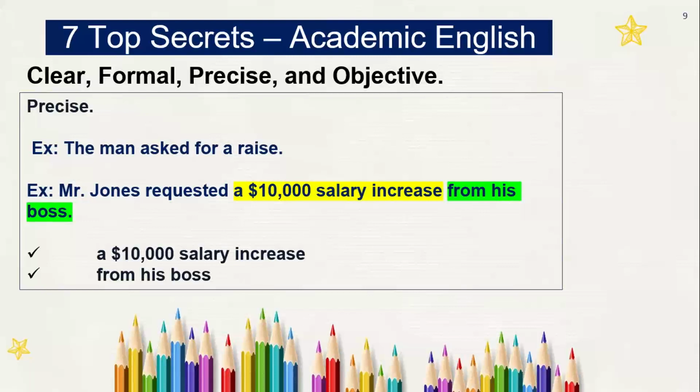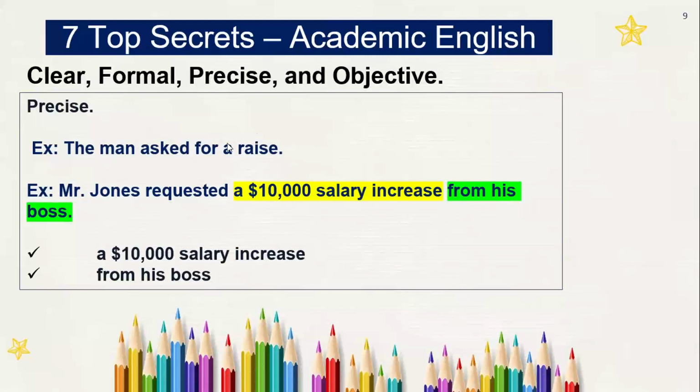Academic English is precise. The man asked for a raise. Mr. Jones requested a $10,000 salary increase from his boss. All right, so now we know that it's Mr. Jones and not just the man. We now know what he requested. Again, another upgrade in the language used. Requested a $10,000 salary increase.